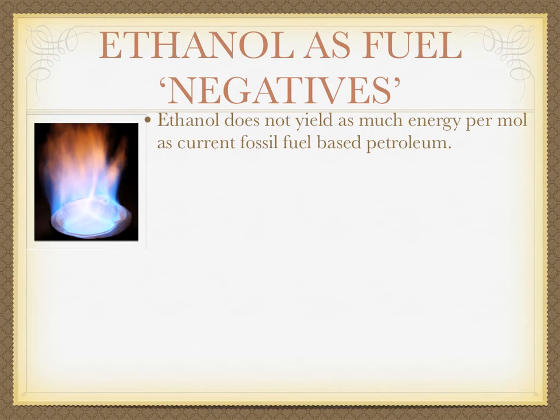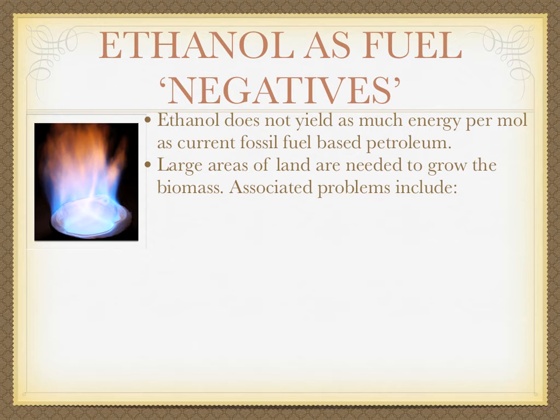The negatives surrounding ethanol is that while it yields 1360 kilojoules per mole, that's a fair bit lower than current crude oil-based fuels. So it yields good energy, but not as much per mole, so we need to use more of it when we're using it as a fuel source. The other problem, and this is the major problem, is that we need large land areas to grow the biomass that's going to be used as a basis to source the ethylene and then ethanol from. This is going to mean that we have increased deforestation.